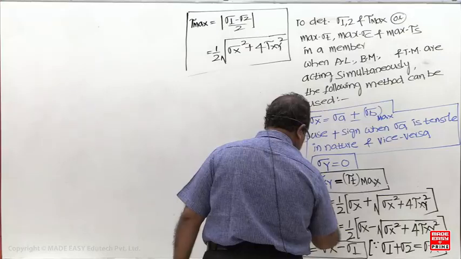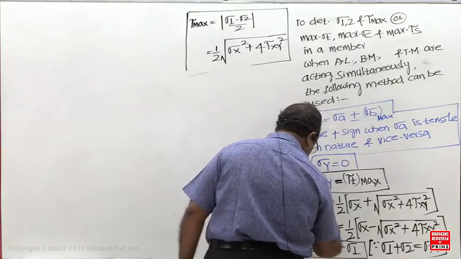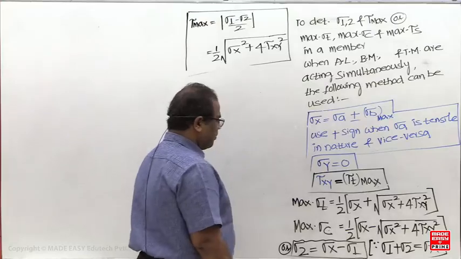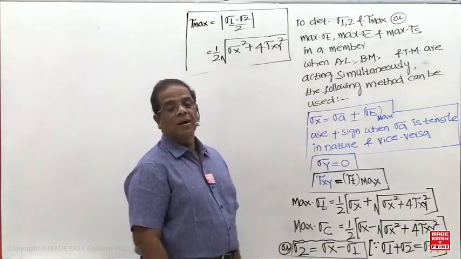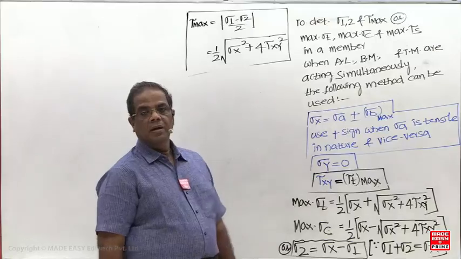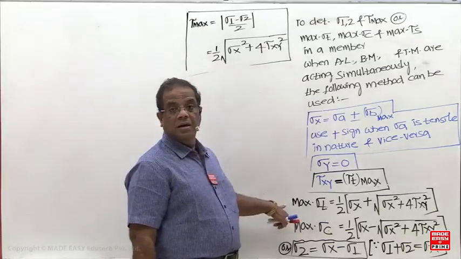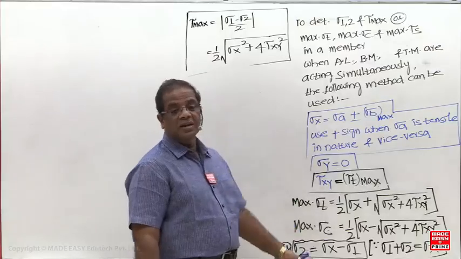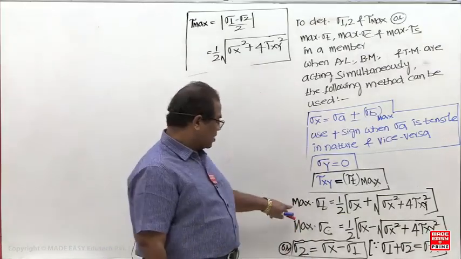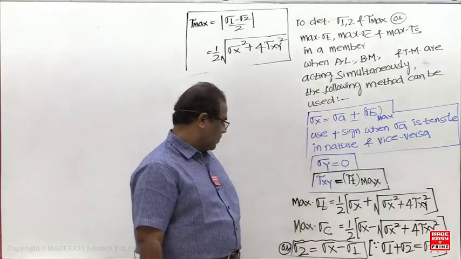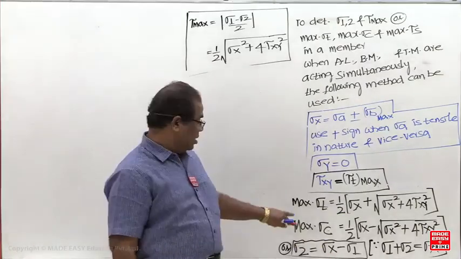This is the maximum tensile stress, and this is the maximum compressive stress. But out of these two, which one is sigma 1 and which one is sigma 2? This is the maximum tensile, this is the maximum compressive, but which is sigma 1 and which is sigma 2?